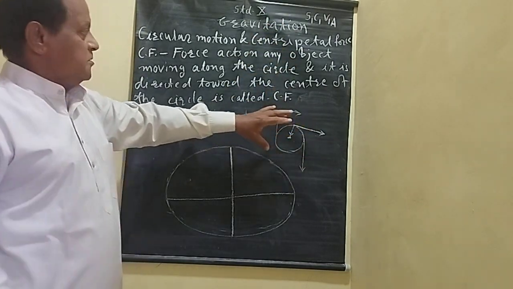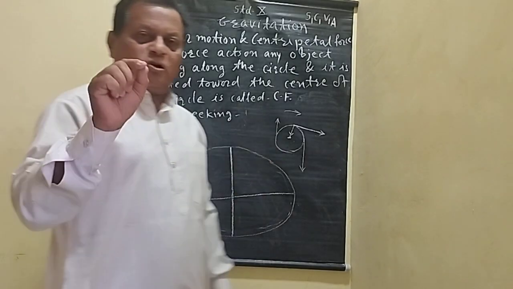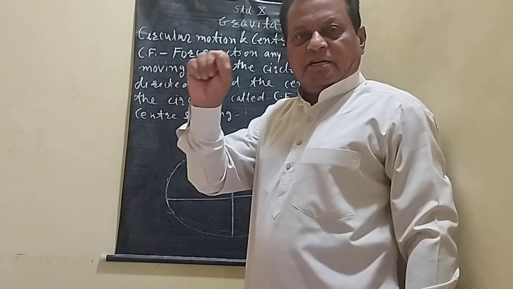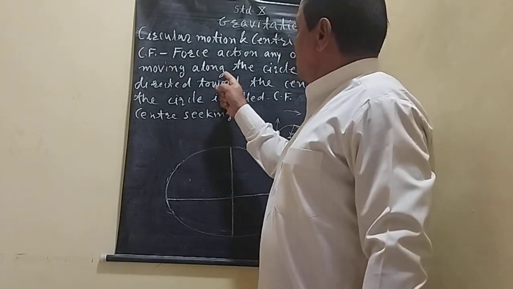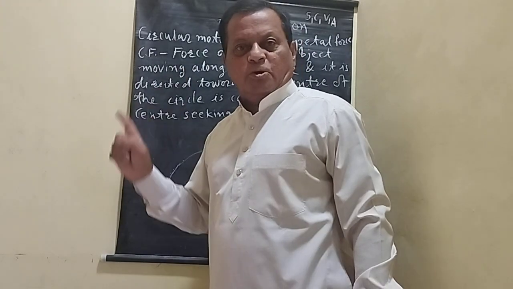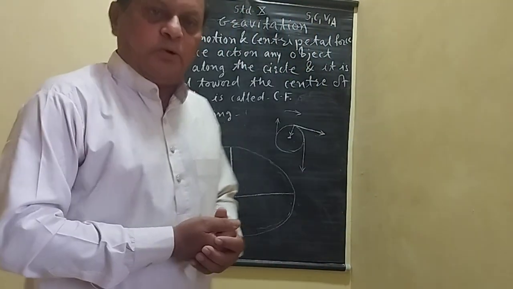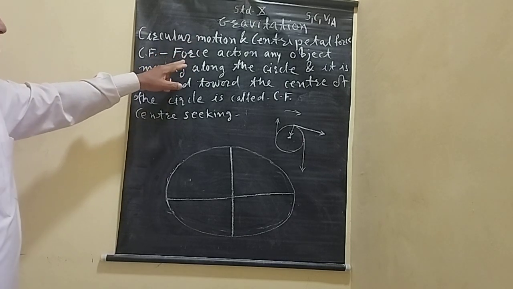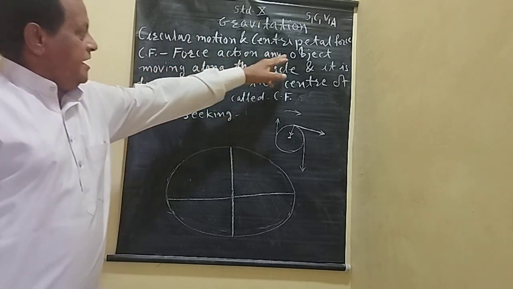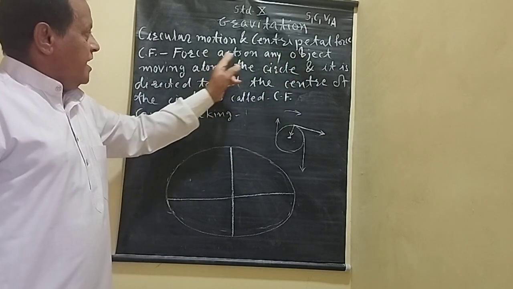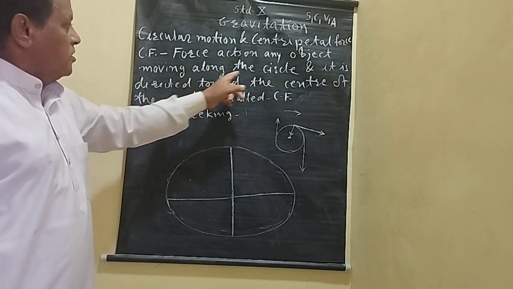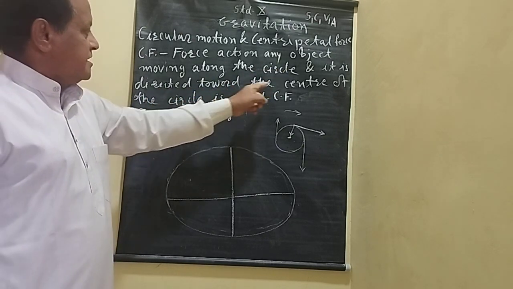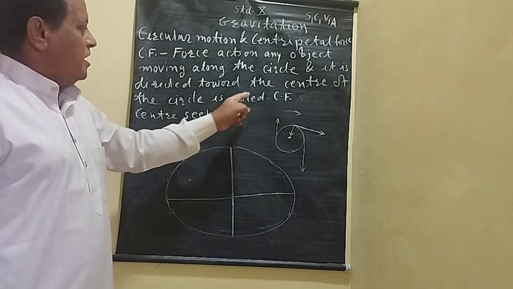This force, which acts on the object and whose direction is toward the center of the circle, is called centripetal force. I have written the definition of centripetal force here. Force that acts on any object moving along the circle, and is directed toward the center of the circle, is called centripetal force.